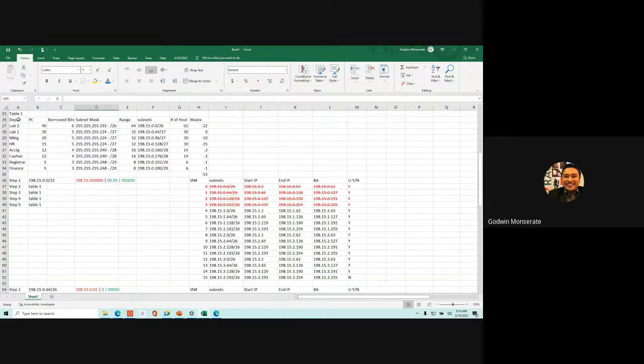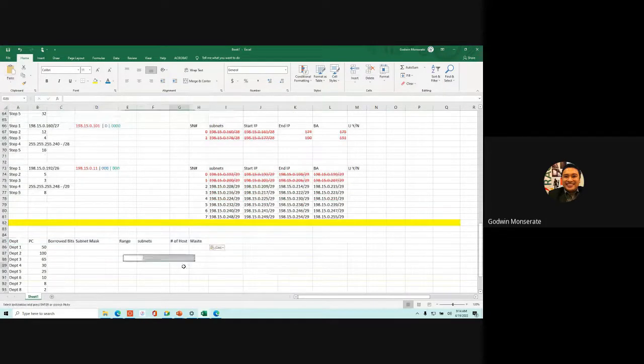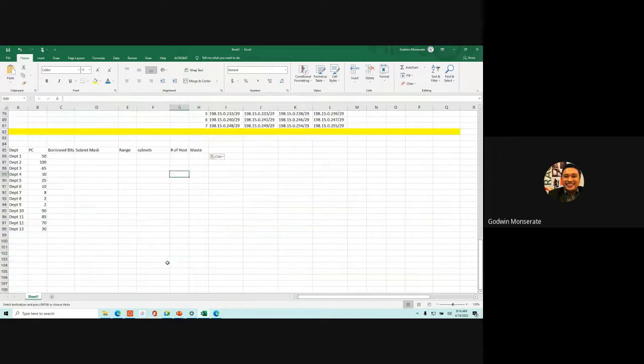Let's go to the heading. And the base address is different. So that would be 198.15.224.0/21. Okay? So how are we going to compute this one if we have this information?